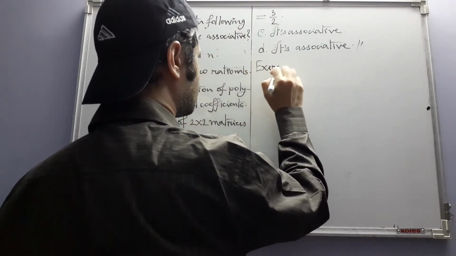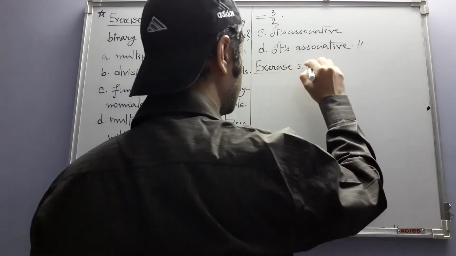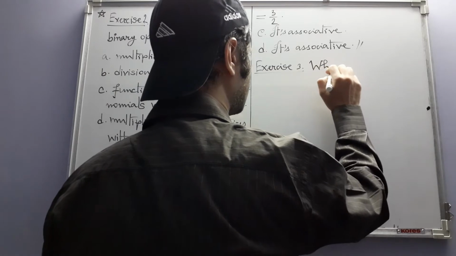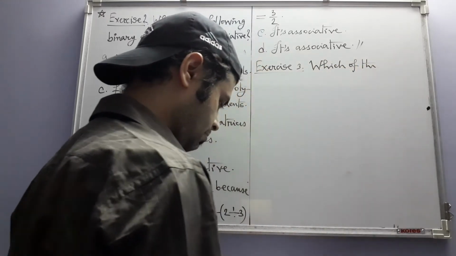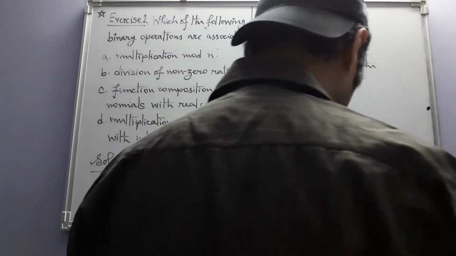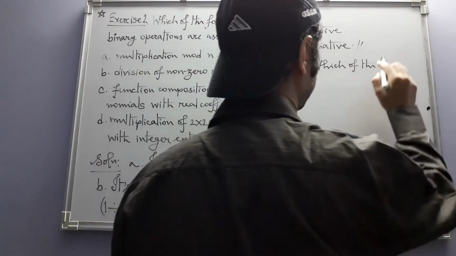Then exercise 3. Which of the following binary operations are now commutative?